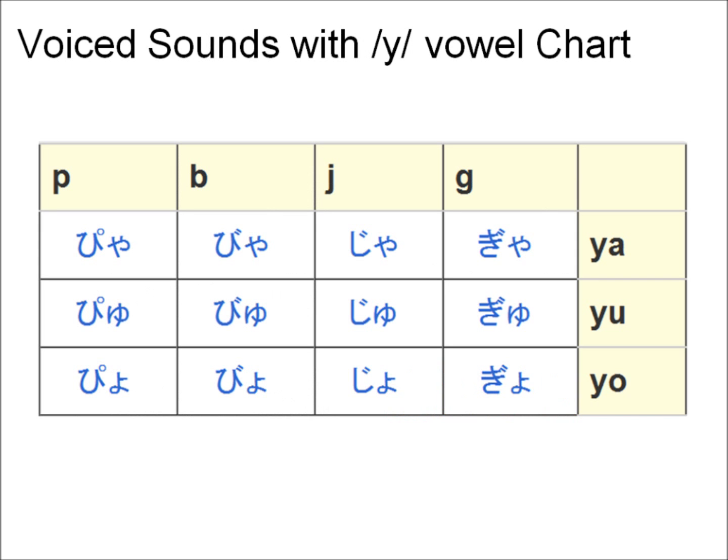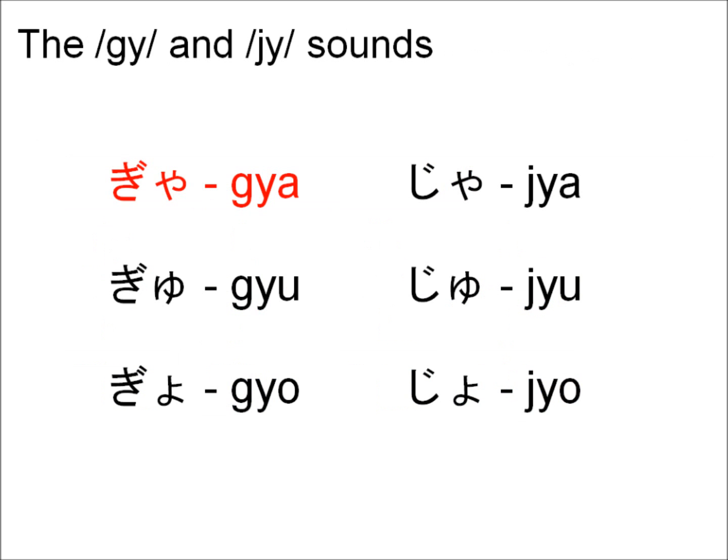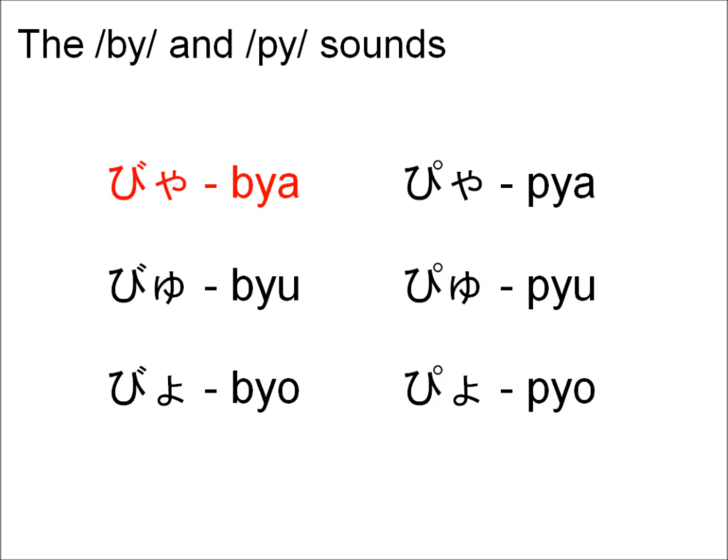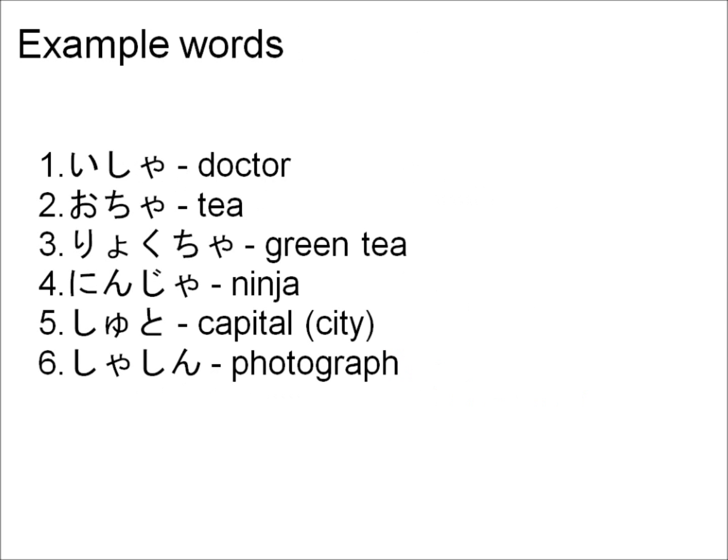You can also append the Y vowel sound to the voiced consonant sounds we learned in the last lesson. If you attach the 3 Y vowel sounds to the voiced consonant sounds, you end up with a chart that looks like this. Let's go through and pronounce each character in this chart. Gya, gyu, gyo, ja, ju, jo, bya, byu, byo, pya, pyu, pyo.